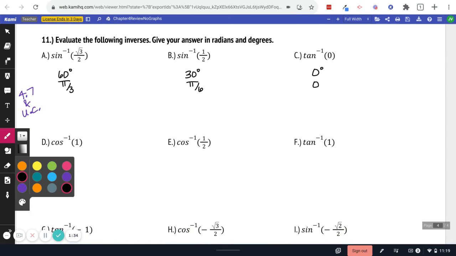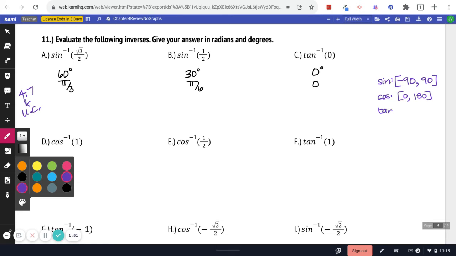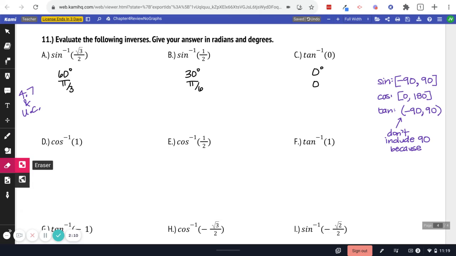Remember, I'm limited, right? For sine, my choices go from negative 90 to 90. That was our interval. For cosine, my choices go from 0 to 180. And for tangent, my choices go from negative 90 to 90, but of course, we don't include 90, because 90 doesn't have an inverse. We can't do an inverse for 90 because 90 is undefined.